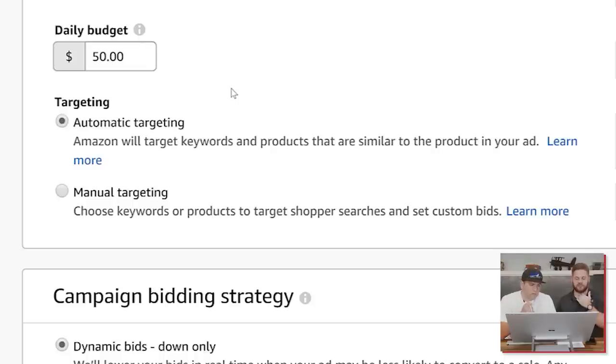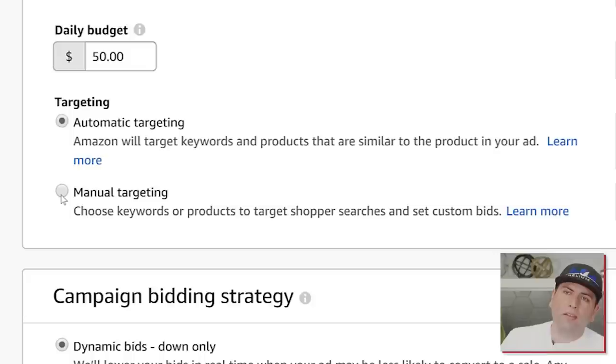And then it gives us the option of automatic targeting or manual targeting. Automatic targeting is basically telling Amazon, hey, you run the show. You try to run as many keywords and as many locations as you can to get some traction or traffic or conversions or sales here. But we're not going to do that because we want to have all the control. So we're going to actually go to manual targeting and set up a manual campaign.